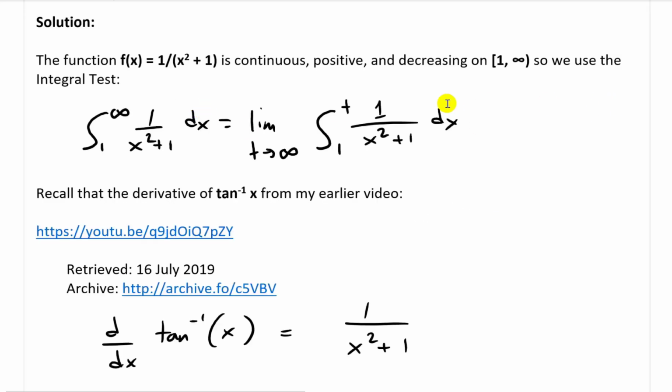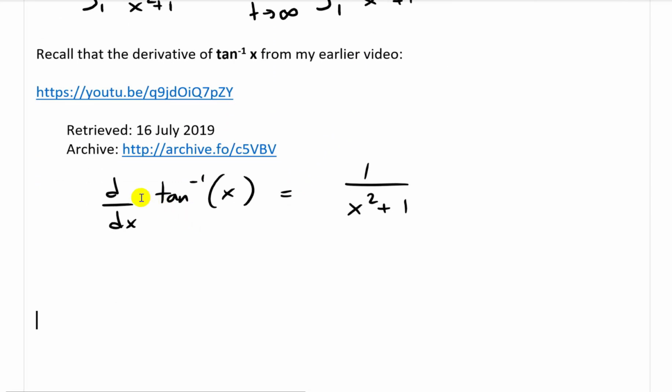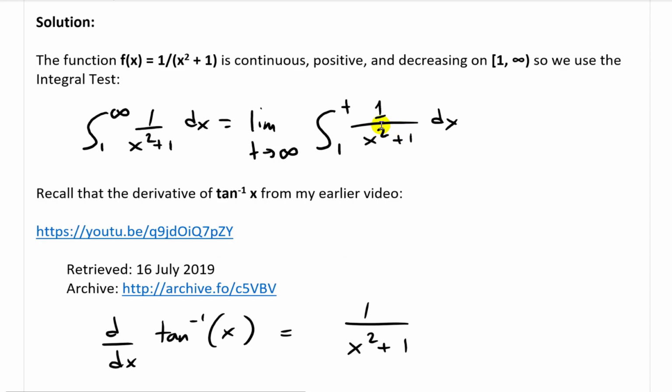To solve this integral, I have to recall my earlier video on the derivative of inverse tan of x, or tan negative 1 of x, or arctan or arctangent, however you want to call it. There's a link to it, one of my very earlier ones. If you go through that proof, it shows that d over dx of inverse tan of x is equal to 1 over x squared plus 1. So in other words, we can take the antiderivative to get back to this one right here.